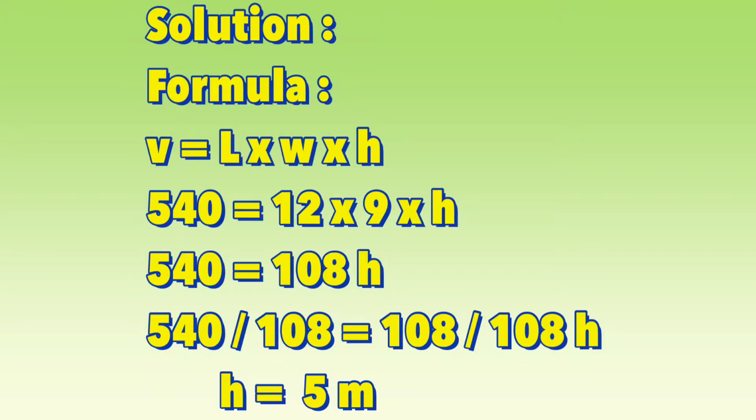Then 540, we just bring down, copy at the left side of the equation. Since we are computing for the height, we're going to eliminate the 108, so we divide both sides by 108. So 108 divided by 108 equals h, and 540 divided by 108 equals 5 meters. Therefore, the height for this problem is 5 meters.